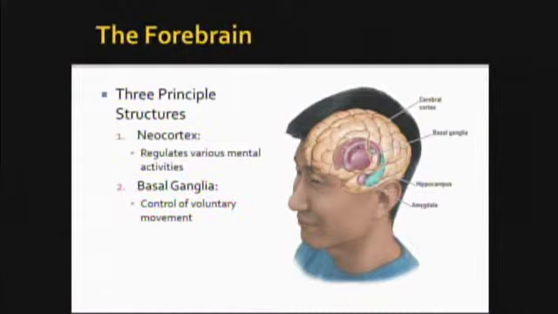Another portion of the forebrain is the basal ganglia, and ganglia is yet another fancy word to describe a group of interconnected nuclei. And so basal means below. So here you can see that's ghosted in purple. These are the basal ganglia.